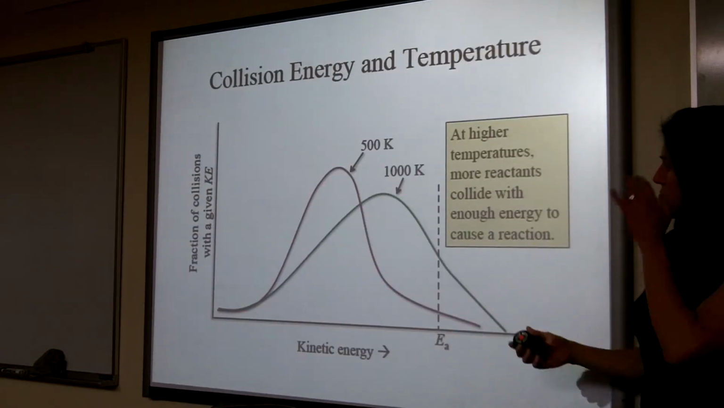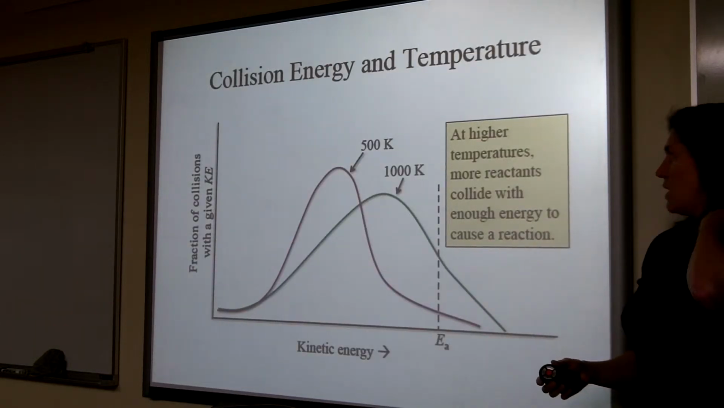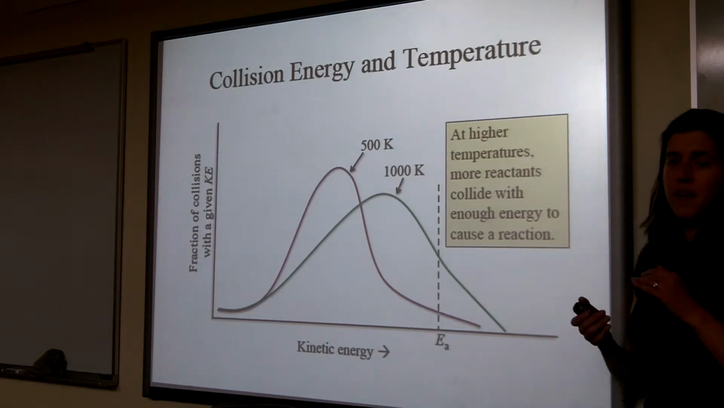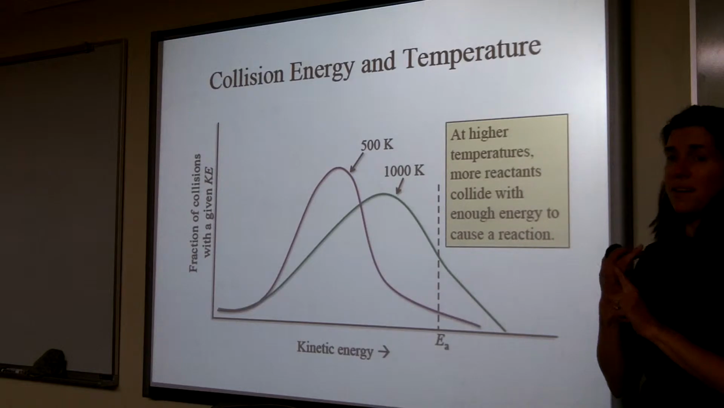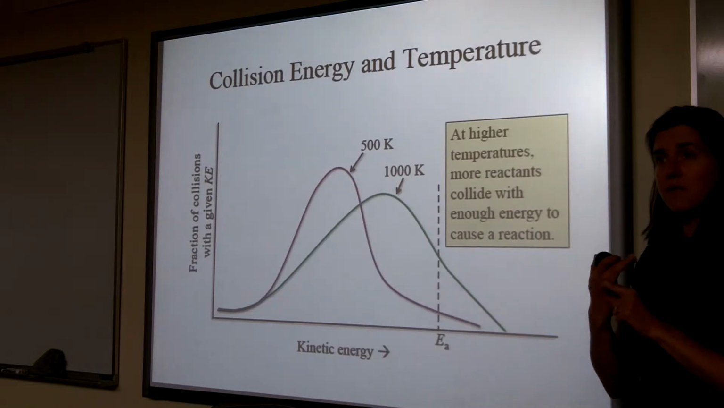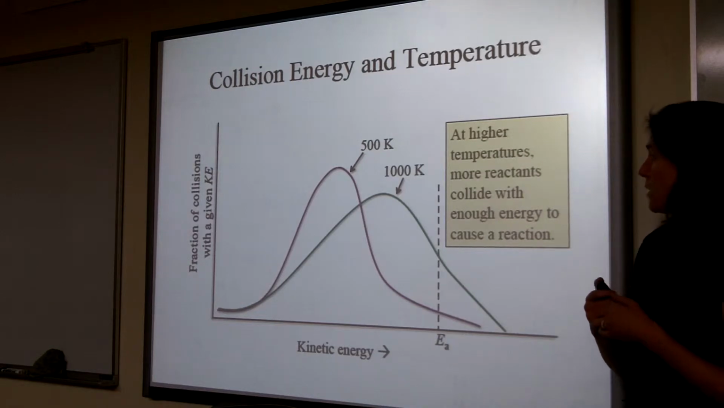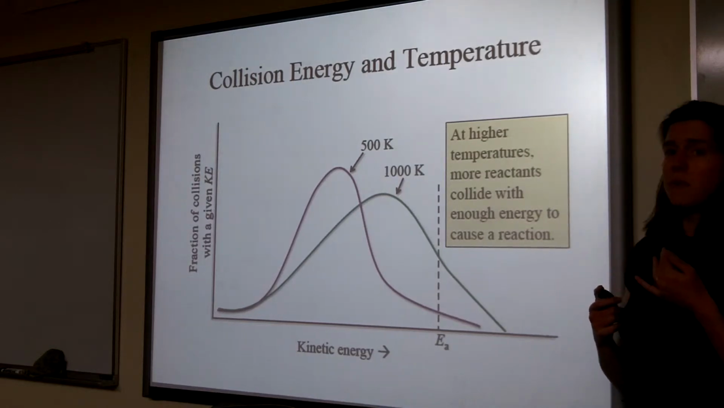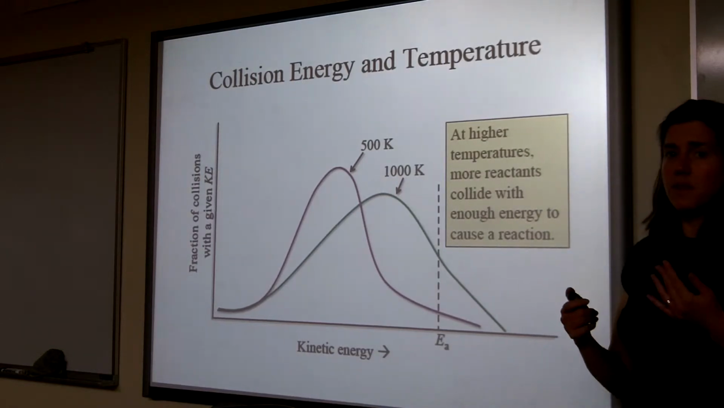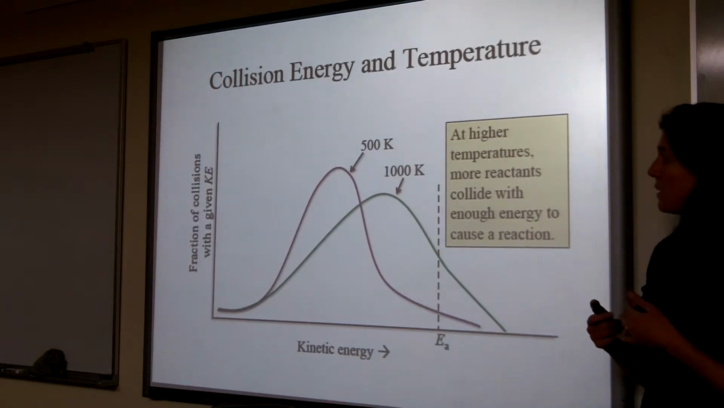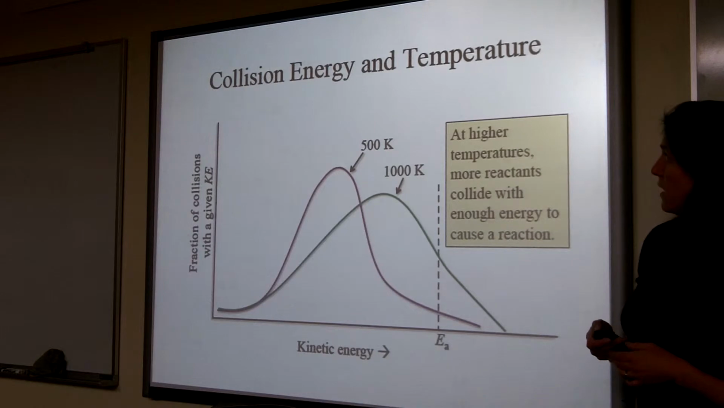And here's another picture showing the same idea. So remember with temperature, we've got two things going on. The molecules have greater kinetic energy, so they're more likely to have that activation energy in order to react, and they also will collide more often. So you've got two things making your reaction go faster. They're bumping into each other more often, and they're bumping into each other with more energy.